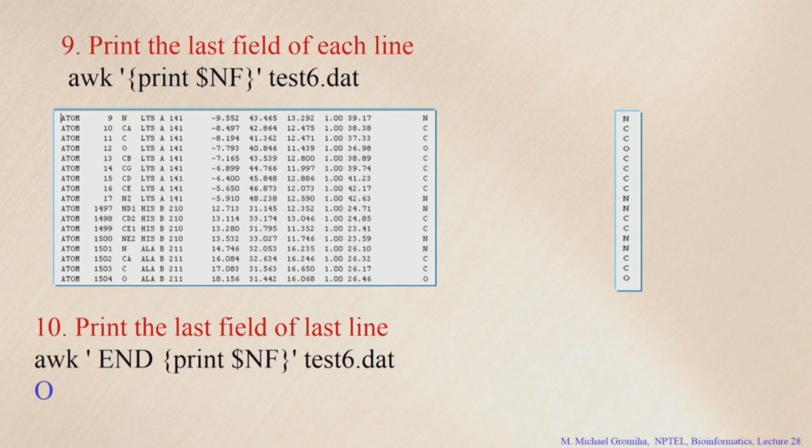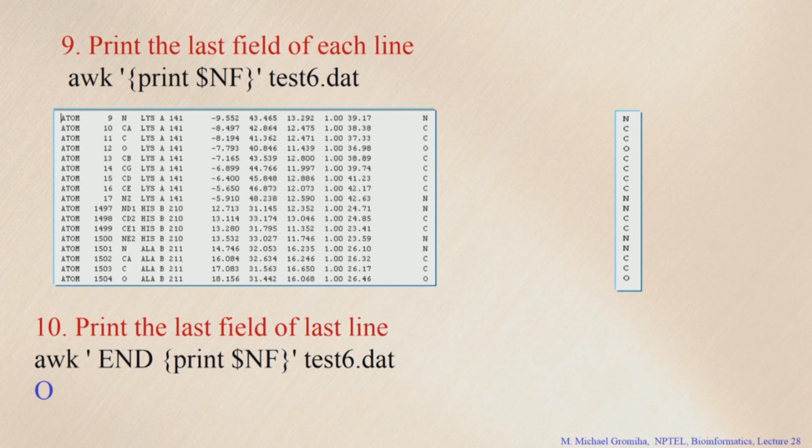Now the next question is to print the last field of each line. We have several fields. If you know that you require the fifth field or sixth field, just write print dollar 5 or dollar 6.